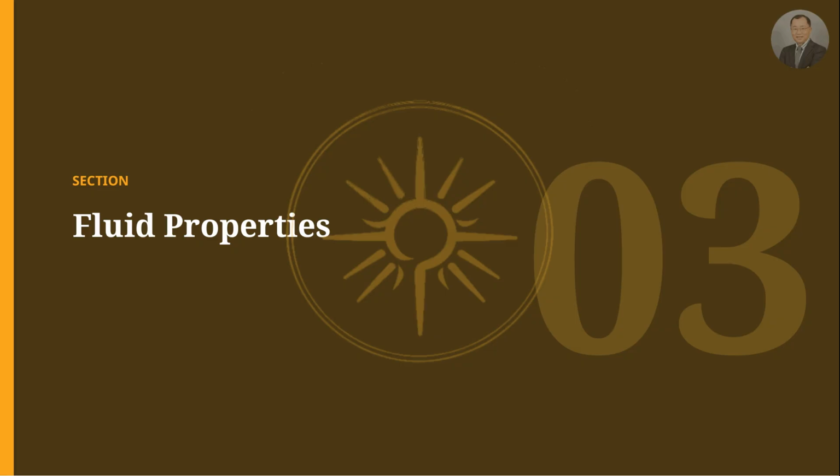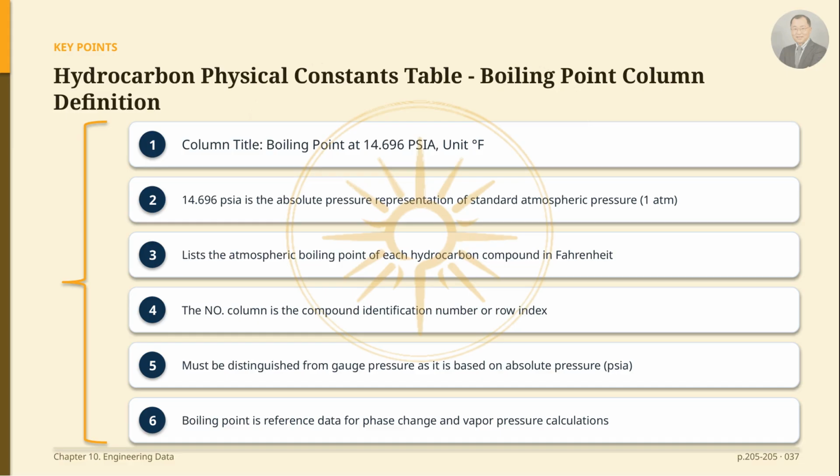Next, we turn to fluid properties. I would like to introduce the boiling point, which is a key column in the physical constants table for hydrocarbons. This column shows the boiling point in degrees Fahrenheit based on an absolute pressure of 14.696 PSI.